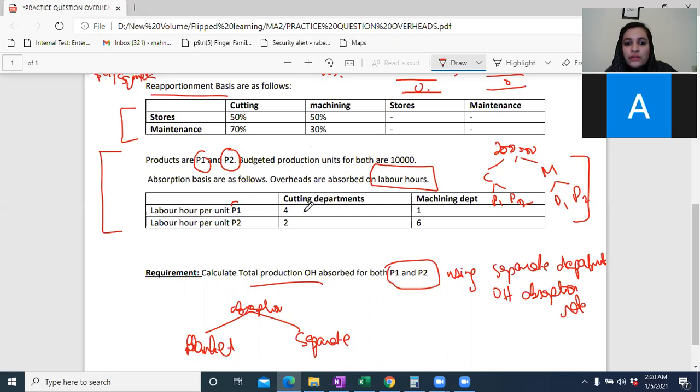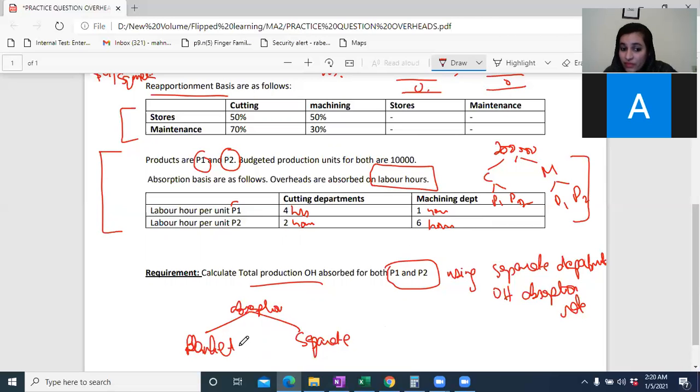And you're also given the labor hours per unit. 1 unit of P1 consumes how many hours in the cutting department? It's 4, and P2 consumes 2 per unit. And the same way, P1 consumes how many hours in the machining department? It's 1 hour, and P2 consumes 6 hours, just like that.